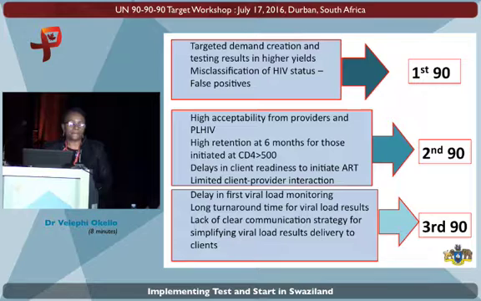Lastly, our main challenge that we know is that our access to testing is still very low, and our studies didn't really go through the process or any approaches that will make sure that we increase demand creation for our people in order to test for HIV.